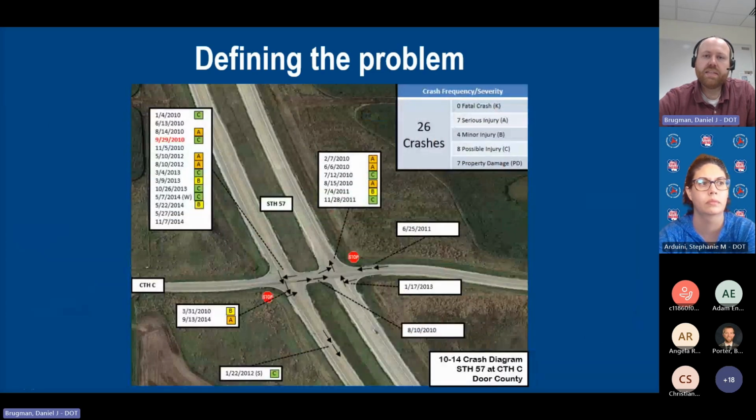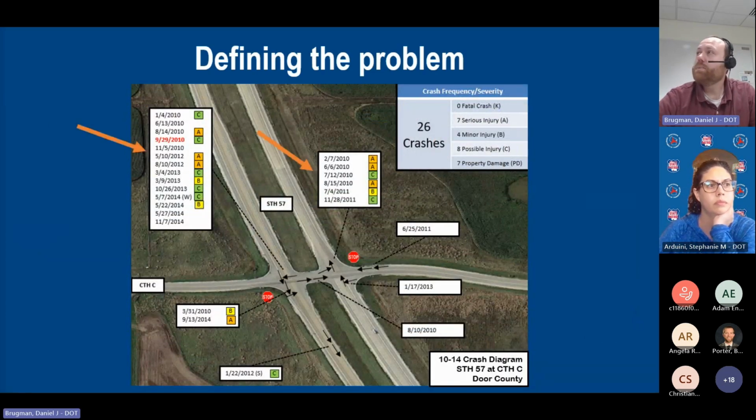So here's an example in Wisconsin at an expressway. In 5 years at this intersection, there were 26 crashes with 23 angle crashes and 11 significant injuries. Almost all of these angle crashes occurred in those far lanes where the driver was either attempting to turn or cross.